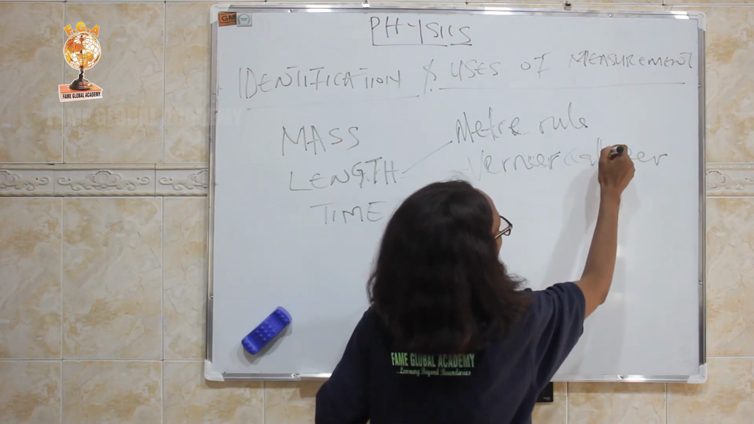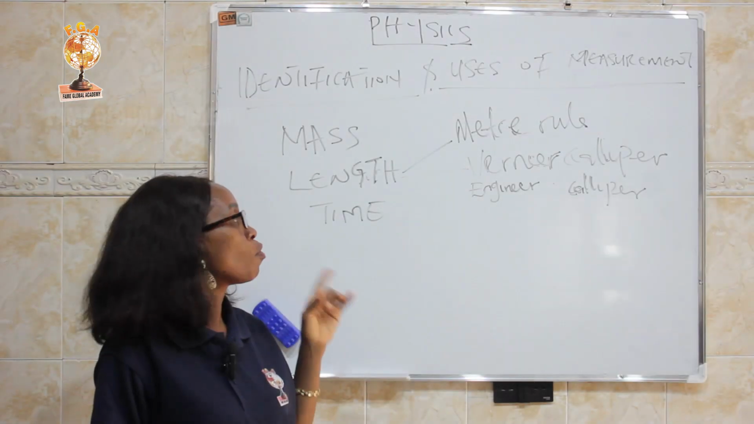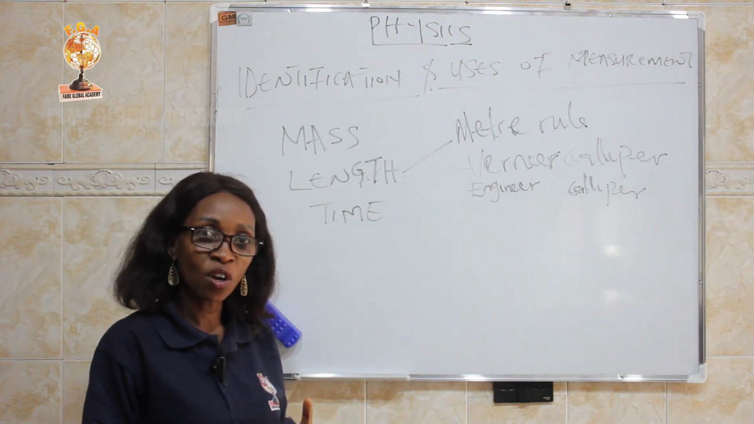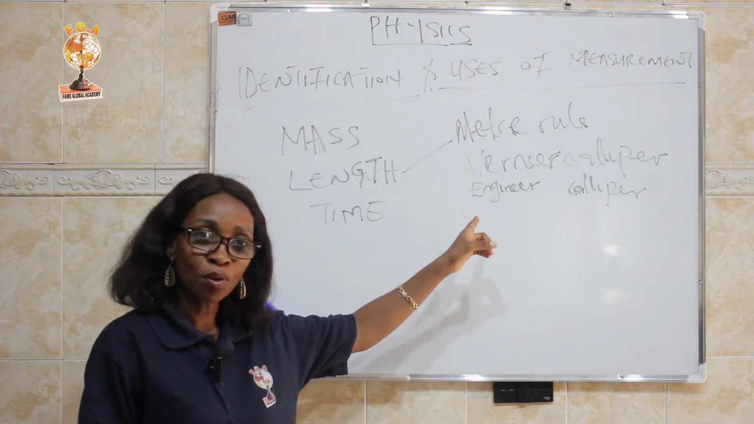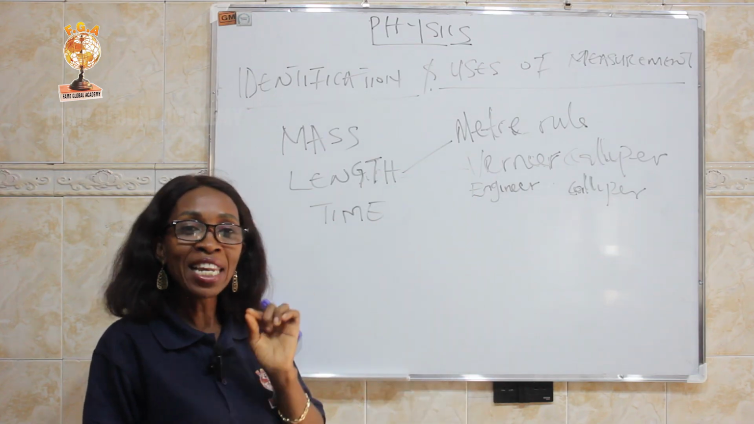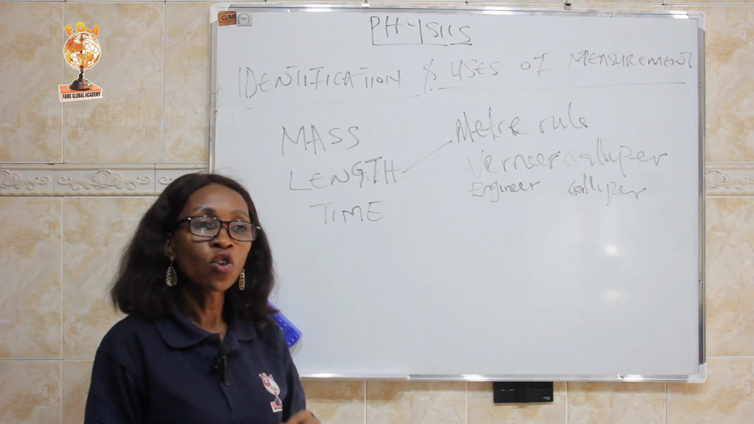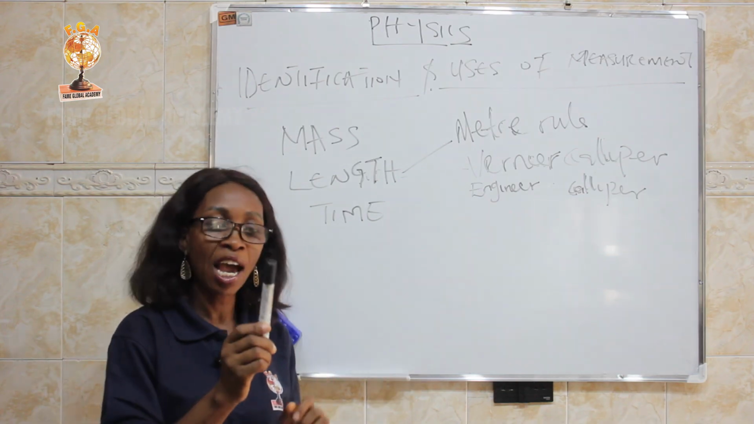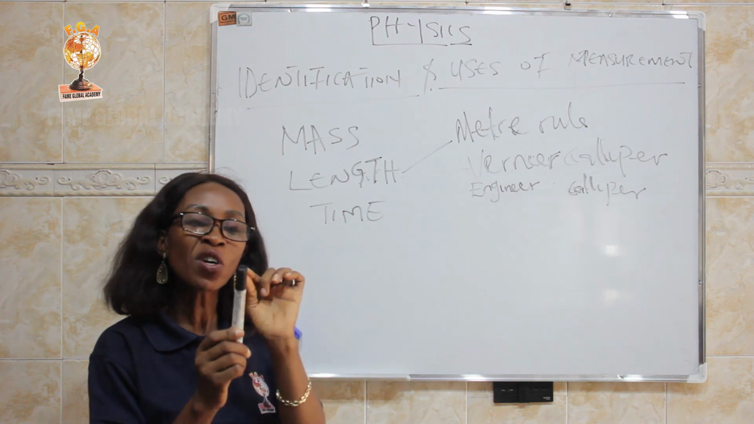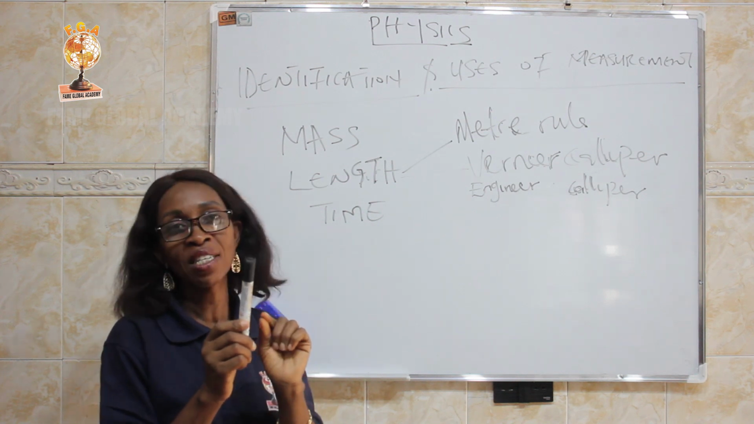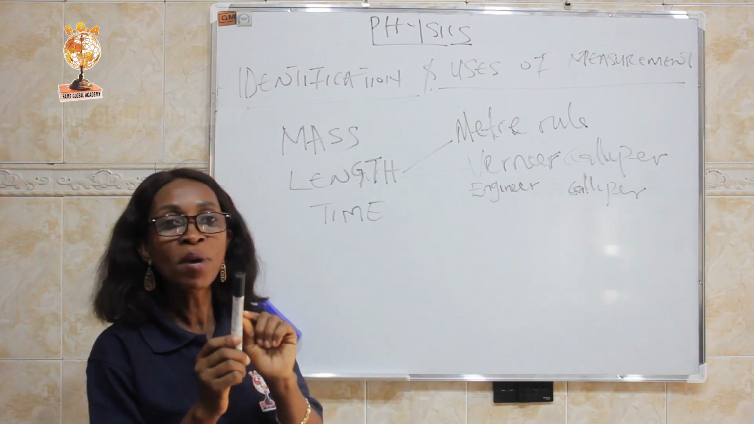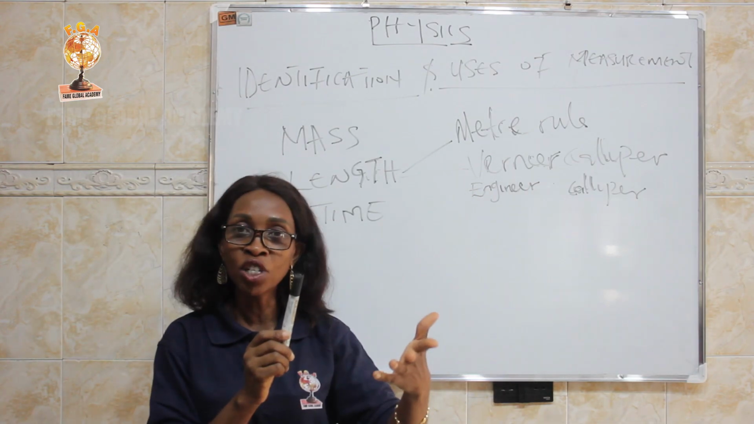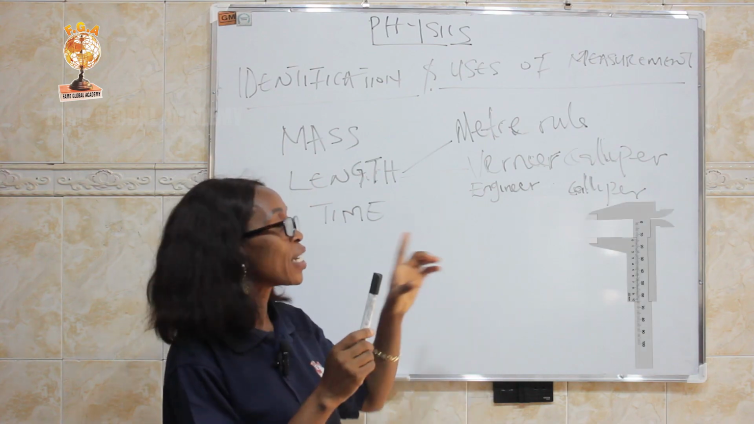Caliper. If I want to measure length that is not straight in nature, I will not be able to use a meter rule. If I want to measure the length of a tube, or a rod, or this marker, for instance, I will not get an accurate reading with a meter rule. So I have to use an instrument called the vernier caliper, or a micrometer screw gauge. You will get there.